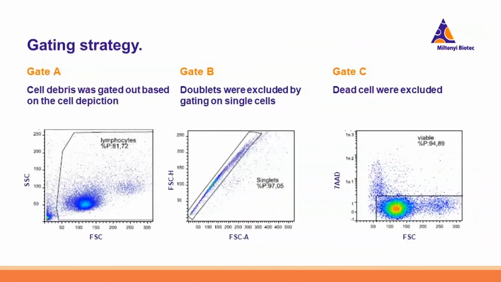Now I'm going to show you how this actually looks. We started with a multi-step gating strategy. Of course, first cell debris, doublets, and dead cells were excluded. That's always the first 3 steps.